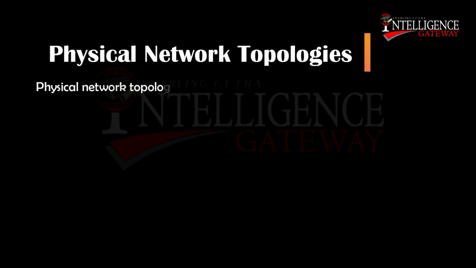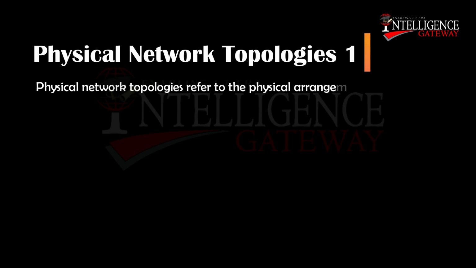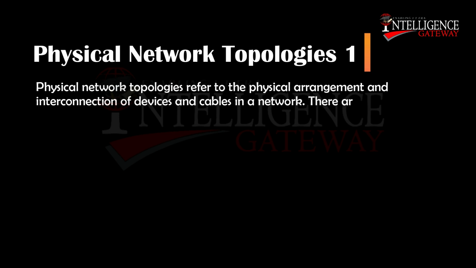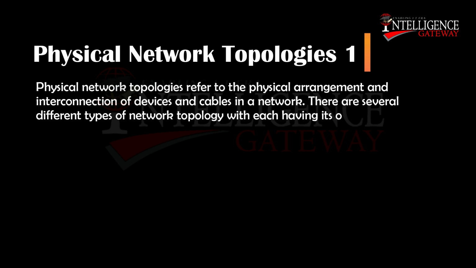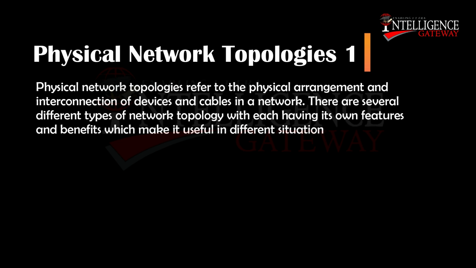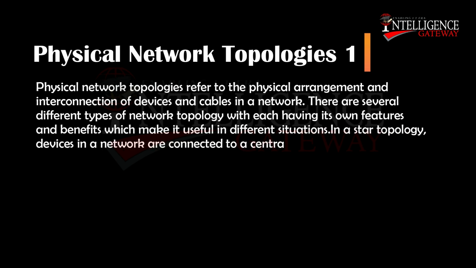Physical network topologies refer to the physical arrangement and interconnection of devices and cables in a network. There are several different types of network topology, with each having its own features and benefits which make it useful in different situations. In a star topology, devices in a network are connected to a central hub or switch.